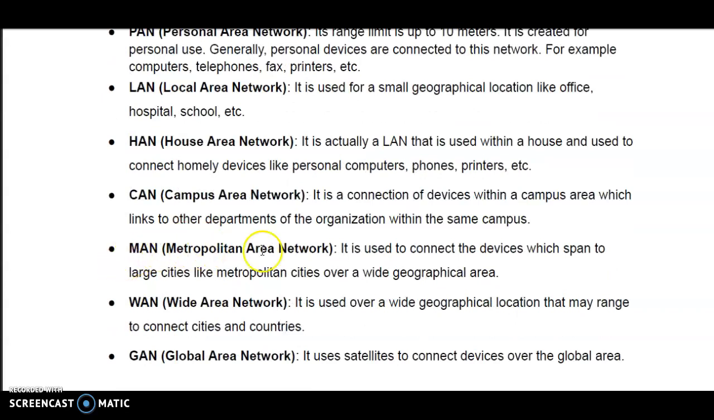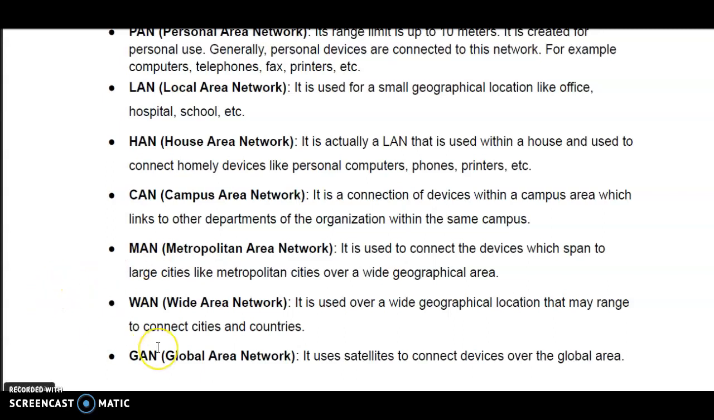The next thing is CAN. CAN is campus area network. It is a connection of devices within a campus area which links to other parts of the organization within the same campus. The next thing is MAN. MAN is Metropolitan Area Network. It is used to connect devices within a city, and it covers a wide range of geographical area.